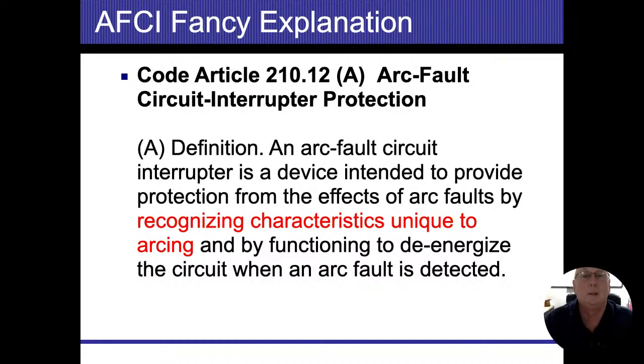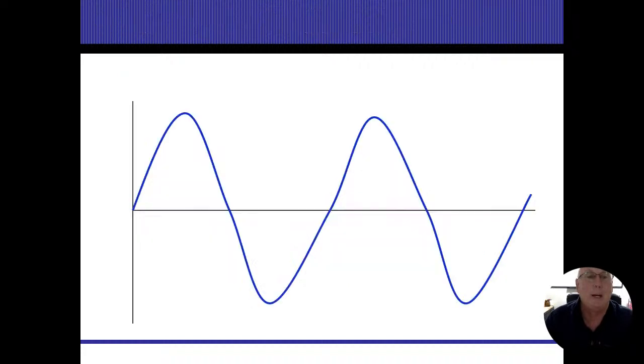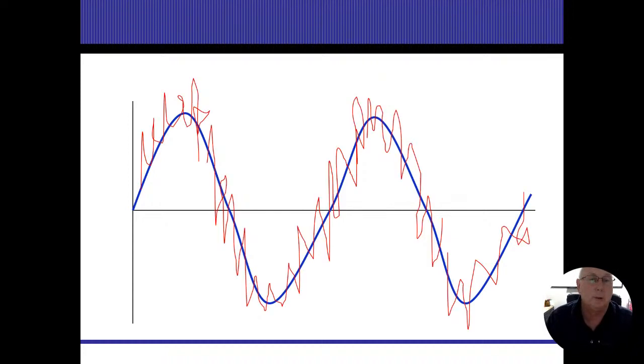So what an arc fault does, it tends to provide protection from the effects of an arc fault. So basically, it recognizes that sine wave, and when something is going a little haywire with it, all right? I think it's safe to say there's 2 types of arcs when we're dealing with our electrical system, all right?